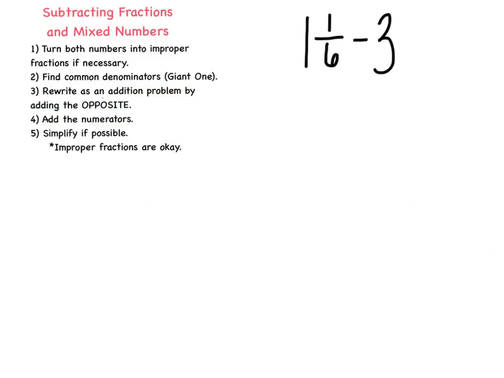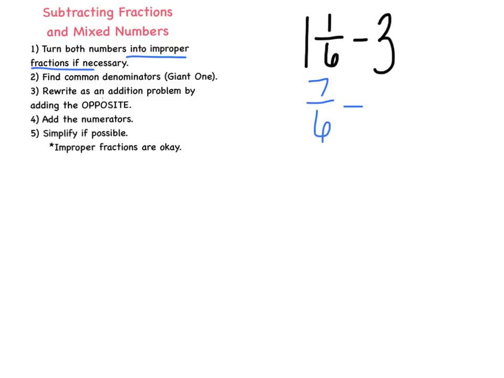Sometimes you'll see subtraction problems where you're working with a mixed number and a whole number. So let's see what happens when we run into those. First things first, again, always turn them into improper fractions first. So 1 1/6 becomes 7/6 minus, now how do I turn a whole number into a fraction?